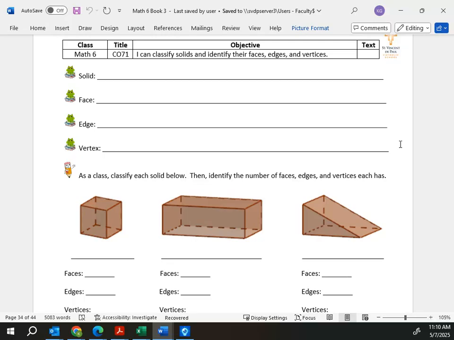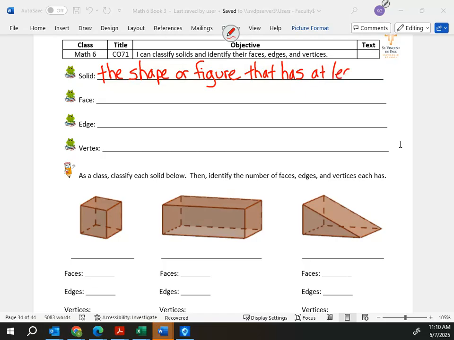All right, so to CO71. We have some vocabulary we have to go through. So the first thing is, what is a solid? A solid is the shape or figure that has at least 3 dimensions.